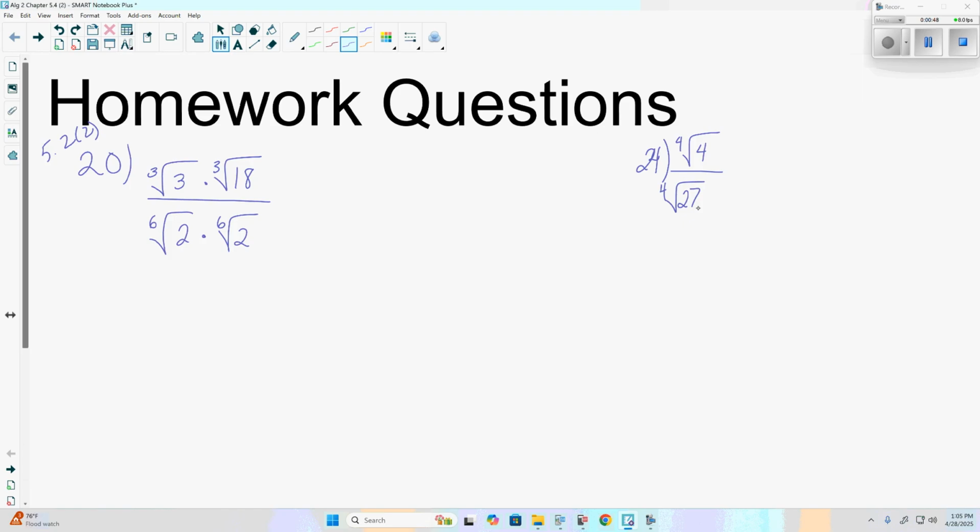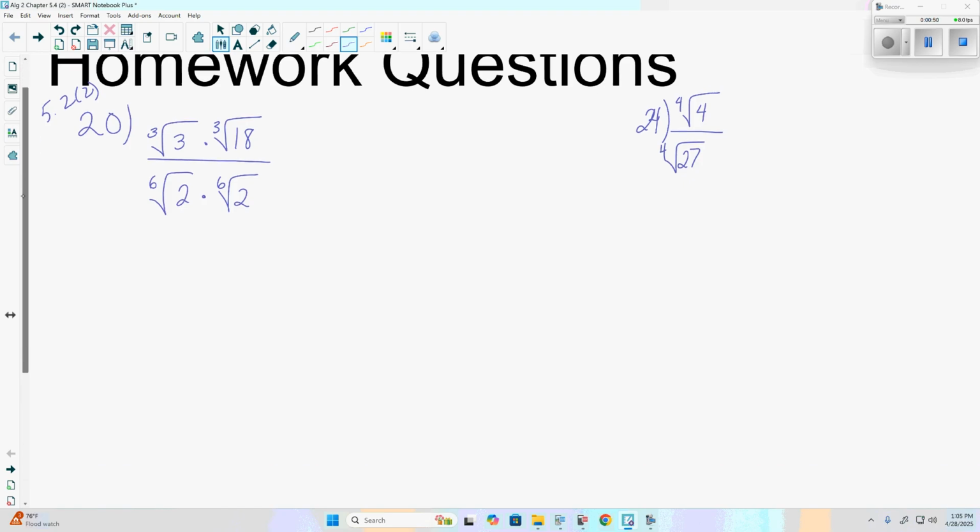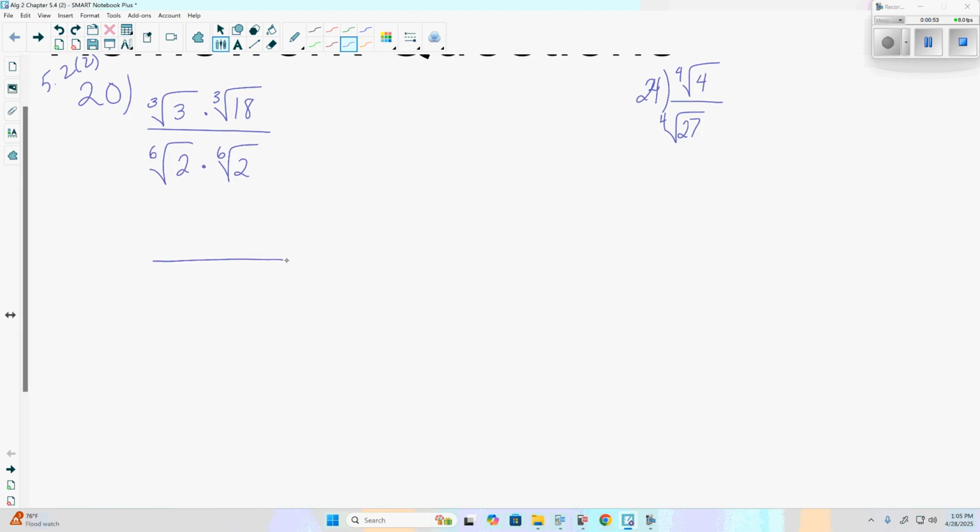Well, now if we look at 20, we have the third root of 3 times the third root of 18 over the sixth root of 2 times the sixth root of 2. So we do need to simplify this here. Now on top, we are going to be able to multiply these together. I'm going to go on and factor 18 into its prime factorization. It'd be easier to just say 2 times 9, and 9 is 3 times 3, telling us that 18 is 2 times 3 to the second.